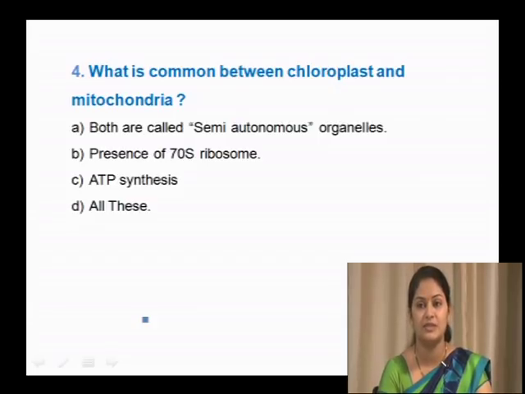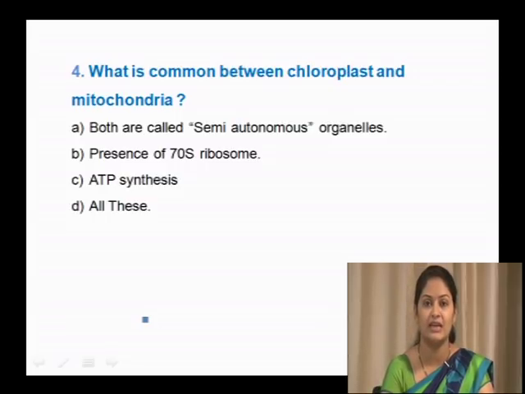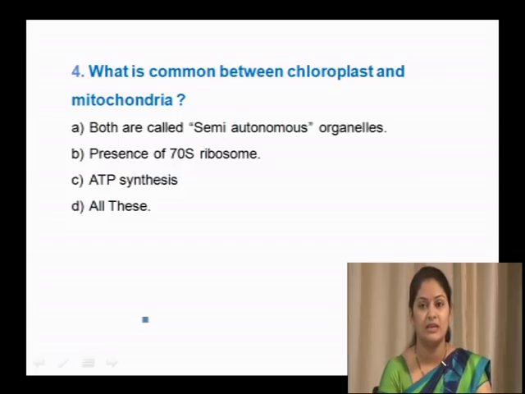Second option is presence of 70S ribosome. Yes, though these two organelles are found in eukaryotic cells, within these organelles we can find 70S ribosomes just like in bacterial cells. C, we can see ATP synthesis in both these organelles. Mitochondria carry out ATP synthesis called oxidative phosphorylation, and chloroplast will synthesize ATP by a process called photophosphorylation. So this question has the clear answer, that is D, all these.